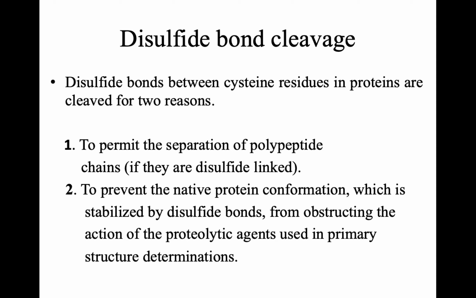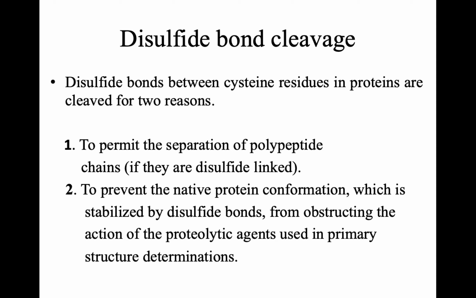After the N group analysis, after identifying the number of polypeptide chains in the protein, these polypeptide chains have to be separated. This is performed by cleaving the disulfide bonds, since different subunits or polypeptide chains are linked to one another by disulfide bonds. The purpose of cleaving the disulfide bonds is the separation of the polypeptide chains. At the same time, the protein is present in the native conformation, which is stabilized by the disulfide bonds.